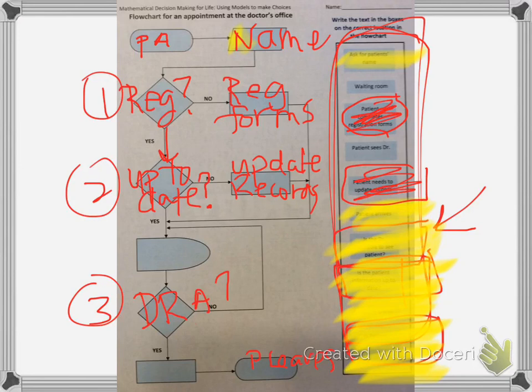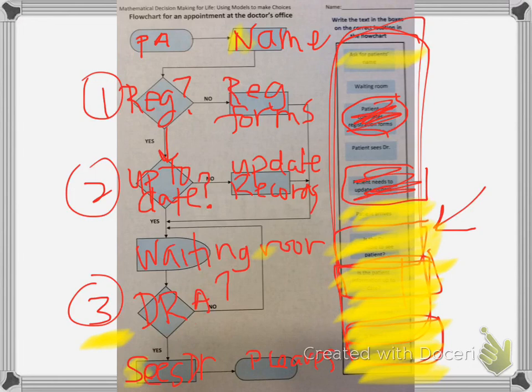So update their records, and then guess what I'm going to do? I'm going to send them to the waiting room. After they're at the waiting room, I'm going to see if the doctor's available to see them. If the doctor is available to see them, then the patient sees the doctor. Oops, wrong one. Sees doctor, which is the last one over there. And then the patient gets to leave.